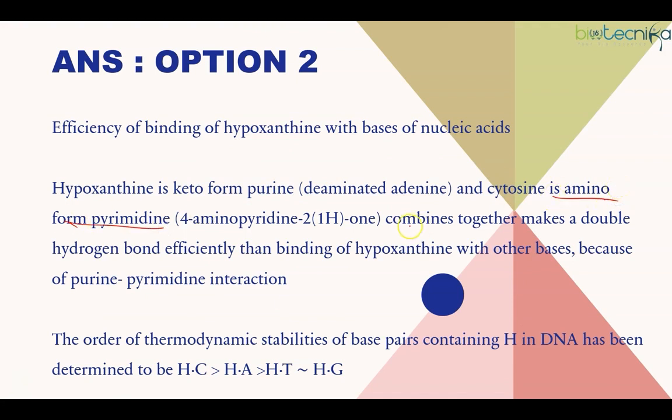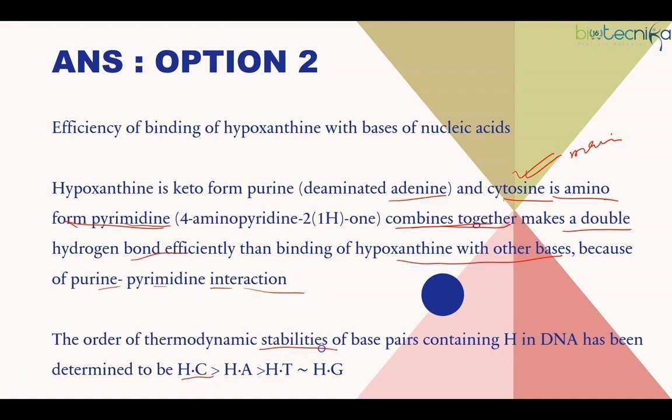Okay, so they will combine together. This hypoxanthine behaves like a deaminated adenine, and cytosine, which has the amino form pyrimidine, they will make a double hydrogen bond efficiently, than binding with any other bases. So cytosine has the main preference because of purine-pyrimidine interaction. Okay, so it was taken from a paper only.